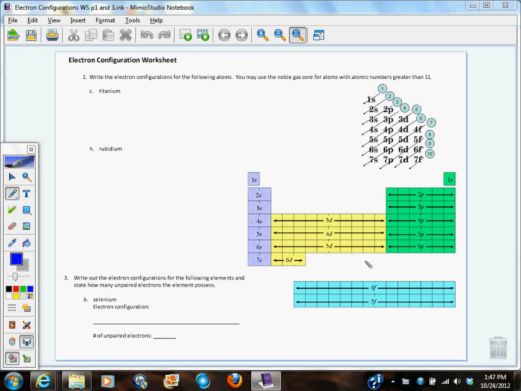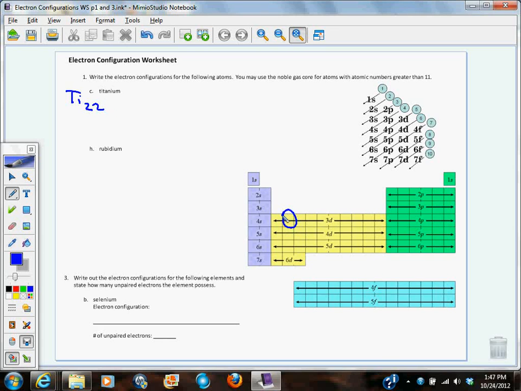When I look at titanium, titanium is Ti, and the atomic number there is 22. So that one's greater than 11, which means I can write it with the noble gas core followed by the valence electrons on the outside. Titanium, number 22, is a transition metal. It's located right here on the periodic table.